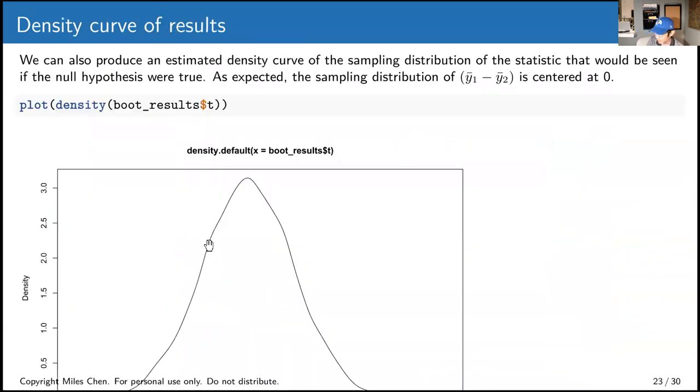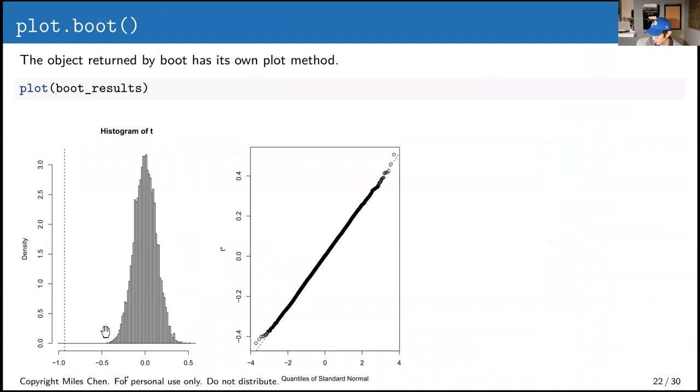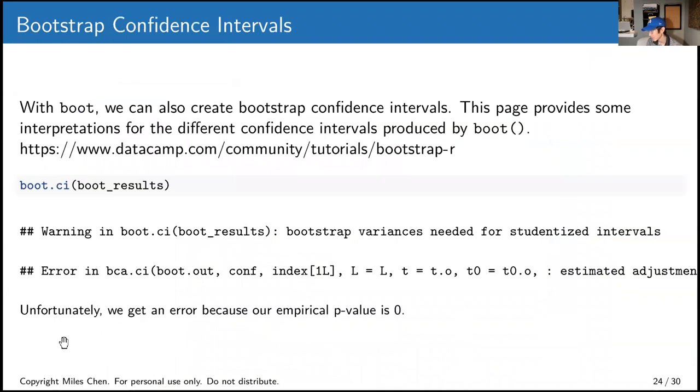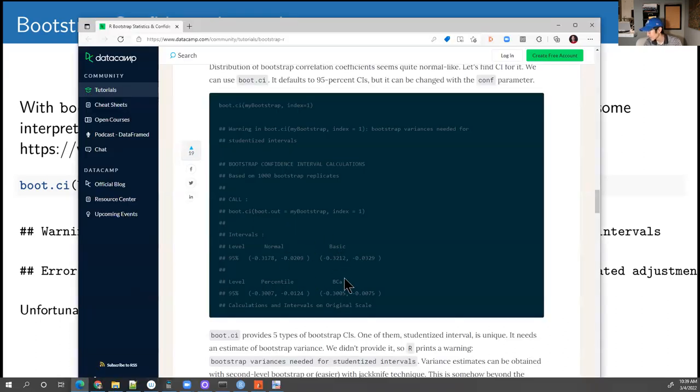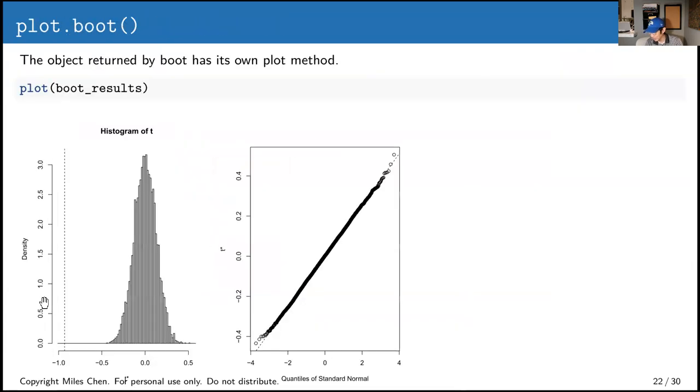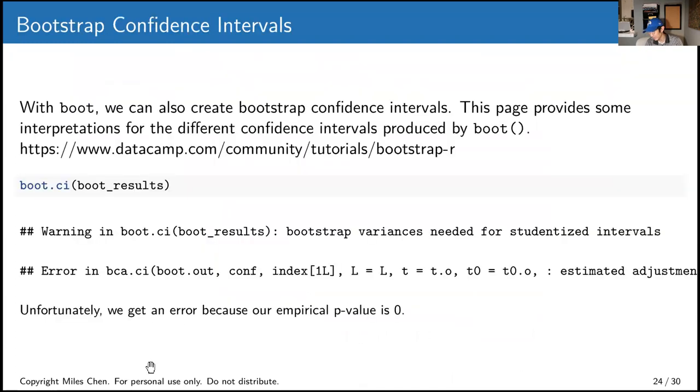Unfortunately, because our empirical p-value is zero, in that not once do we get a value more extreme than -0.93, we get an error for creating a confidence interval. So normally you can take your bootstrap results and you can create a bootstrap confidence interval by doing boot.ci, and it would produce these confidence intervals that we see here, okay? But because I have such an extreme result and my empirical p-value is zero, I get an error here.